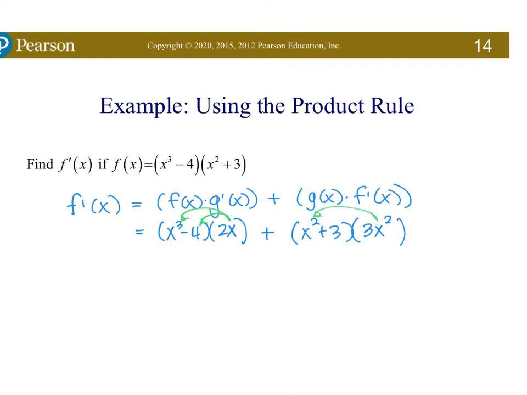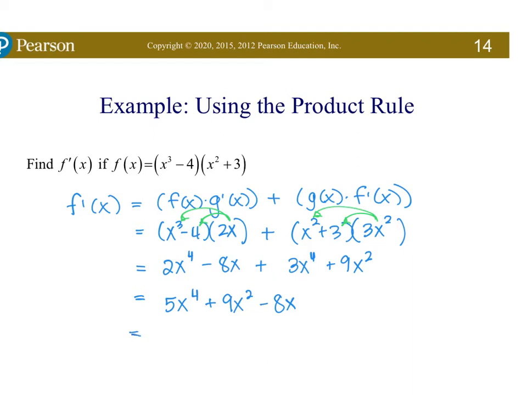And we'll distribute into each term. So we'll end up with 2x to the 4th minus 8x plus 3x to the 4th plus 9x squared. So combining like terms, we end up with 5x to the 4th plus 9x squared minus 8x.